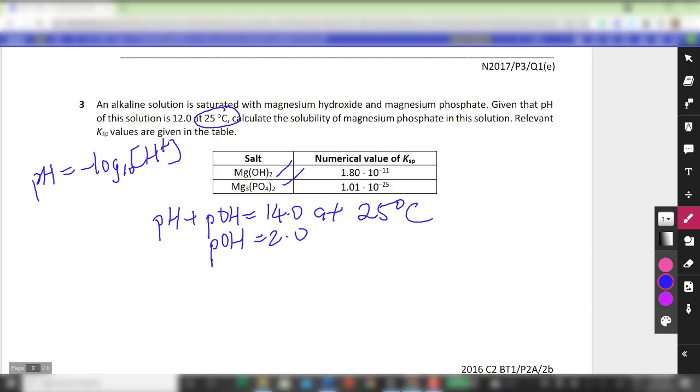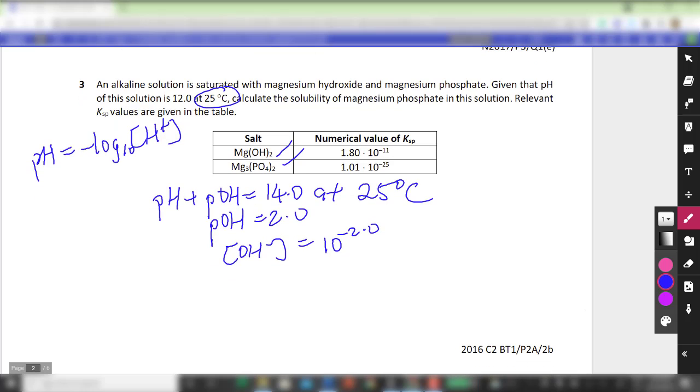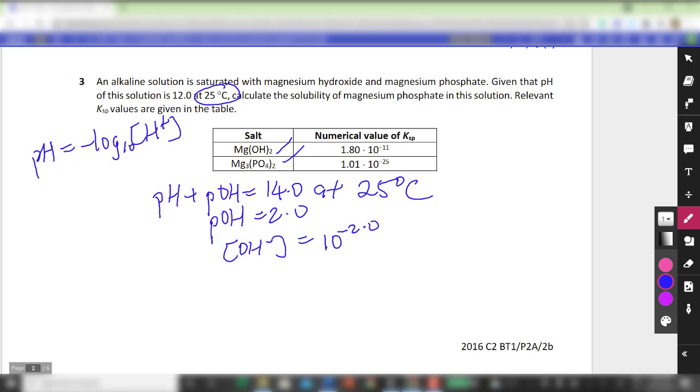Why is this important? It is important because we can straight away determine the concentration of OH- to be 10 to the power of minus 2.0. Then you'll be asking why is this important again? This is important because from here we can determine the amount of Mg2+ which is being contributed from magnesium hydroxide. If you are able to calculate the concentration of Mg2+ contributed from magnesium hydroxide, I think that will make our problem a lot easier.